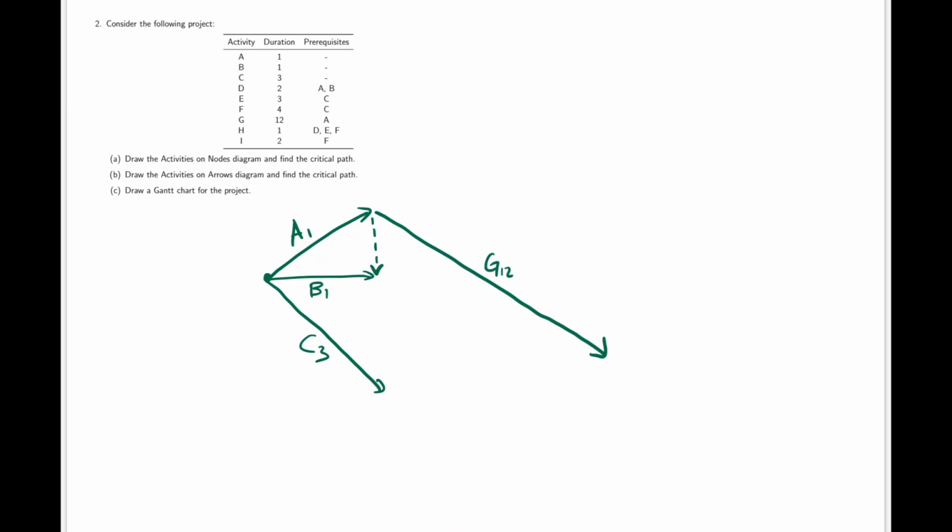Now I need a dummy activity joining the end of A to the end of B, as activity D has both A and B as a prerequisite. However, G does not have B as a prerequisite, so they can't emanate from the same node. So we need a dummy activity between A and B.